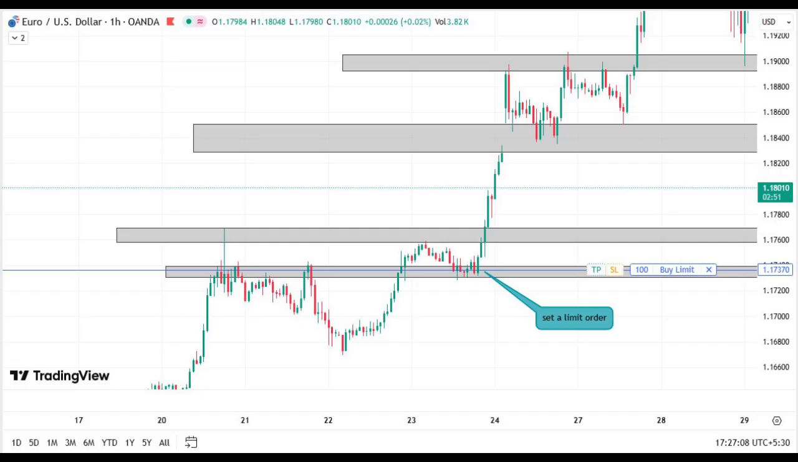Model 1, the aggressive limit entry. This is for the experienced trader. You set a limit order inside the zone and wait. The risk is that price might blast right through the zone. The reward is that you get the best possible price. I only do this if I see a strong reaction on the lower time frames, like a clear reversal candlestick pattern.